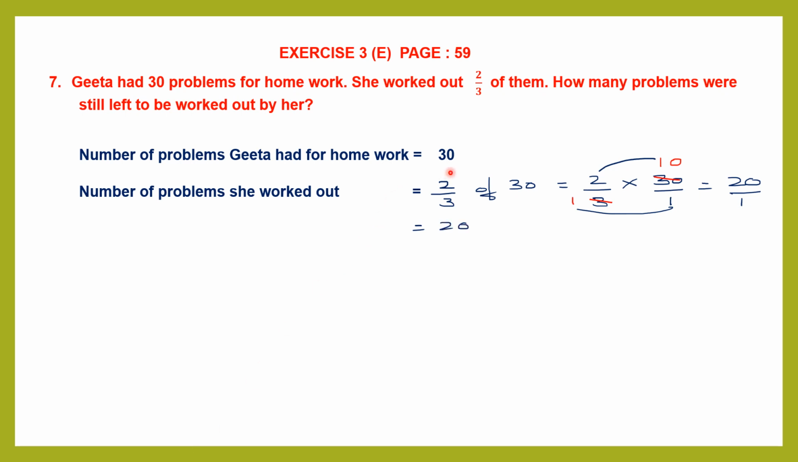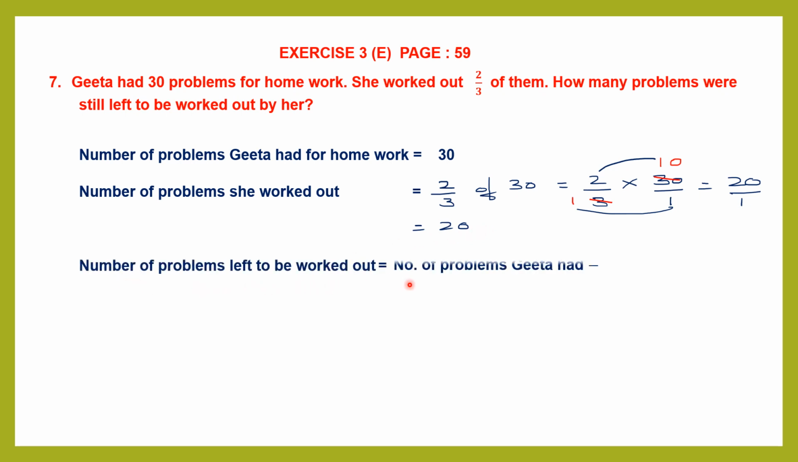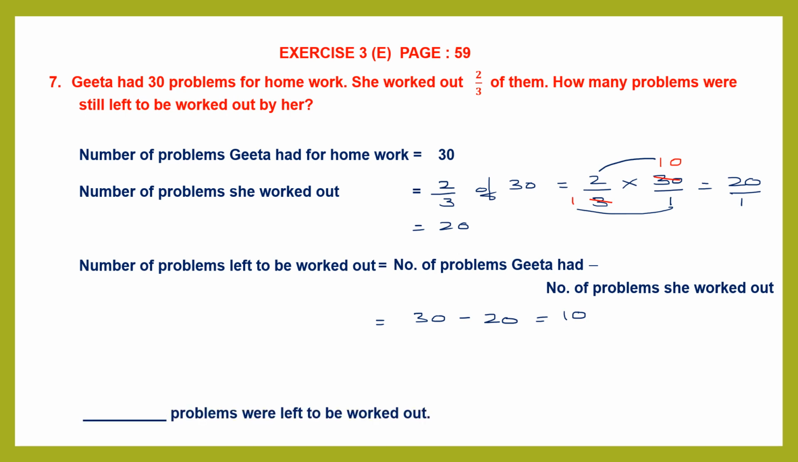So now we know how many problems there were and how many problems she worked out. Now we have to find out how many problems were still left to be worked out by her. So what do we have to do? 30 minus 20, we will know how many problems are still left. So let's write that. Number of problems left to be worked out will be number of problems she had in the beginning minus number of problems she worked out. So that will be 30 minus 20. 30 minus 20 is 10. That means number of problems left to be worked out will be 10. So 10 problems were left to be worked out.